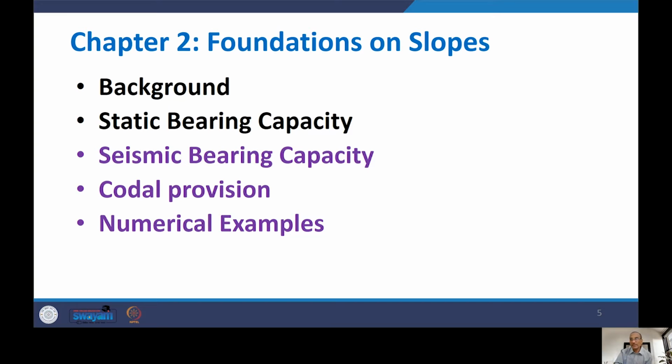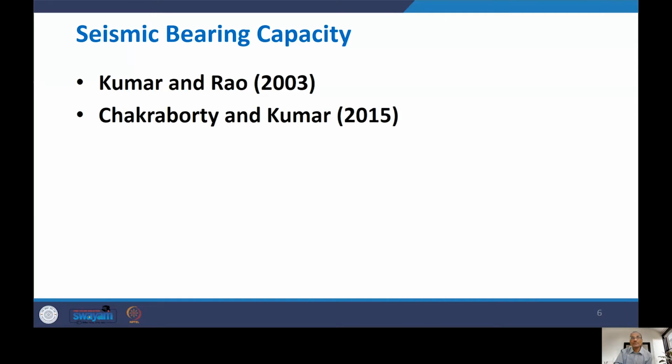When we talk about seismic bearing capacity, we are going to draw on two sets of researchers who have worked on it, and we are going to discuss some of the results presented by them. One is Kumar and Rao, 2003, and another is Chakrabarti and Kumar, 2015. Here Kumar is Professor Jayant Kumar at IISc Bangalore, who has done nice work in this area, along with his research teams. So this work is coming from there, and this is acknowledged. What I'm going to present is from the results taken from these papers.